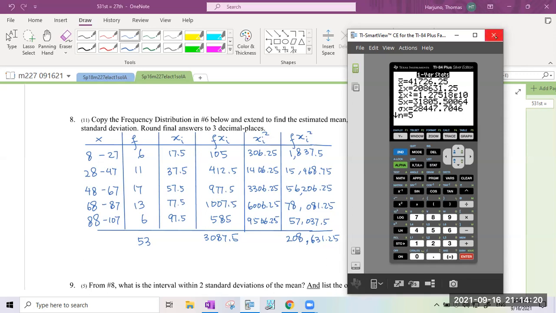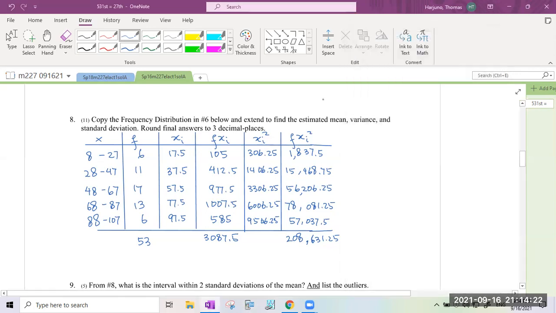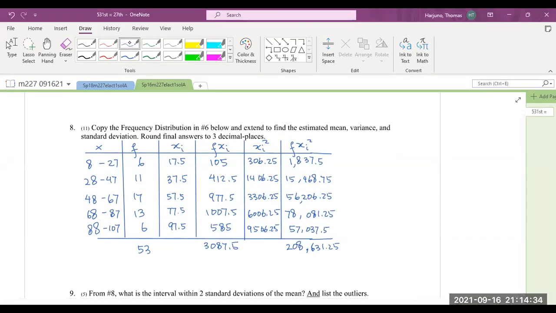But all these numbers do not help us in finding everything. We only get the most difficult one. In this case, I use that to confirm. But then we still need to compute the mean, right? The population mean is 3087.5 over 53.